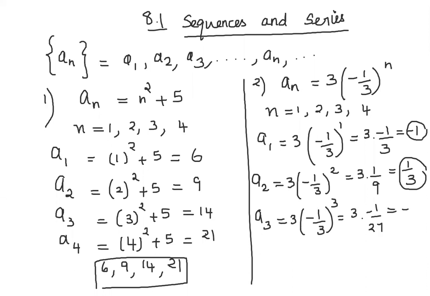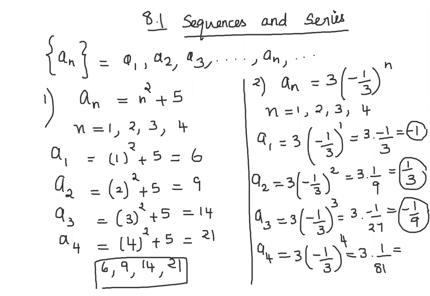It's going to be negative 1 over 9. Then n equals 4. So the answers are negative 1, 1/3, negative 1 over 9, and the last one is negative 1 over 27.